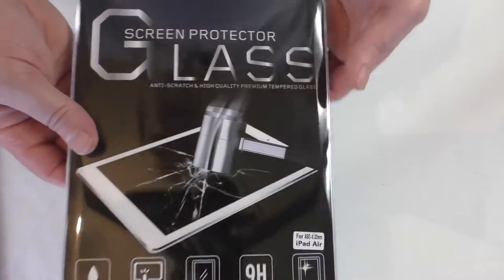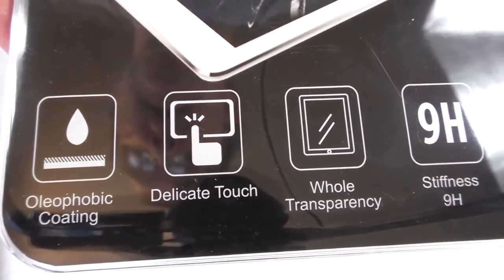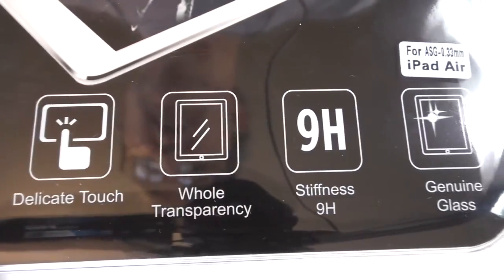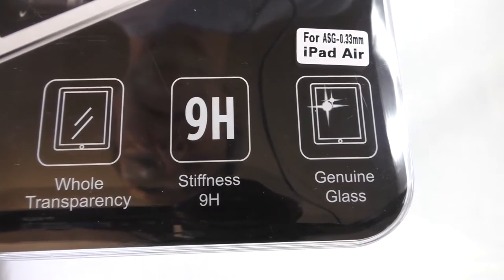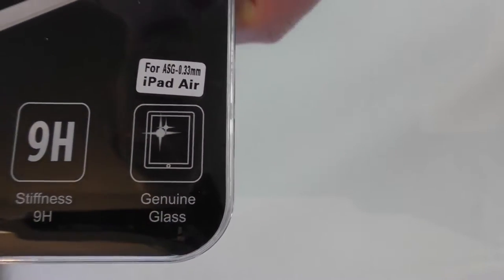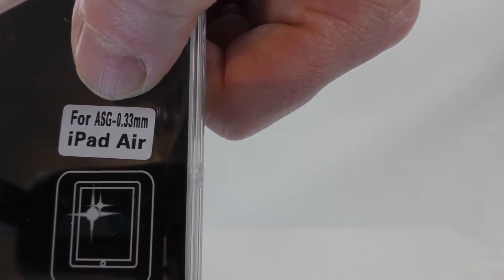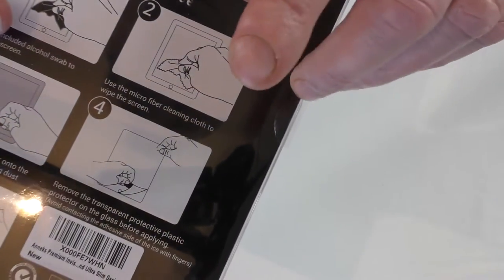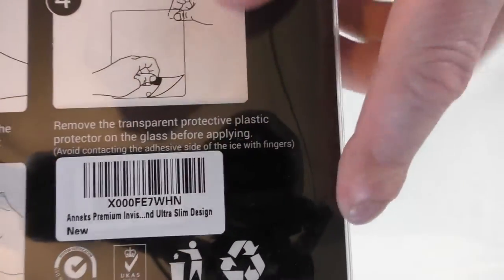So as you can see guys, exactly the same as it was for the phone. We've got the oleophobic coating, the delicate touch, hold transparency, the stiffness is 9H, and it tells you that it is genuine glass, and this is for the iPad Air. You can see there that it is 0.33mm. On the back, I'll tell you what this one doesn't say, and that is the 99% transparency. That isn't put onto the sticker on this one.